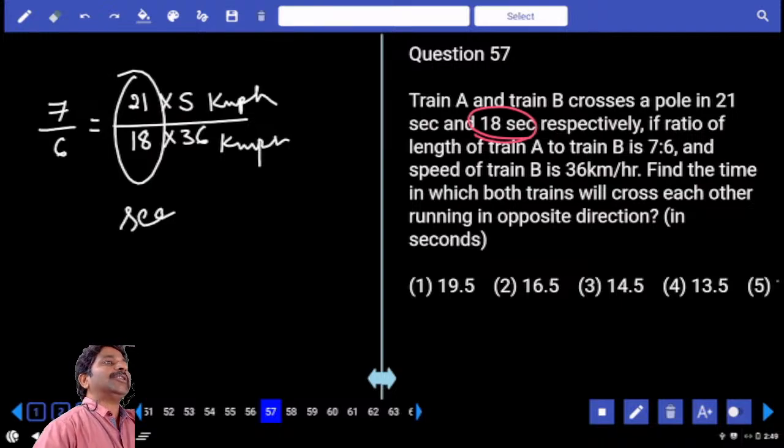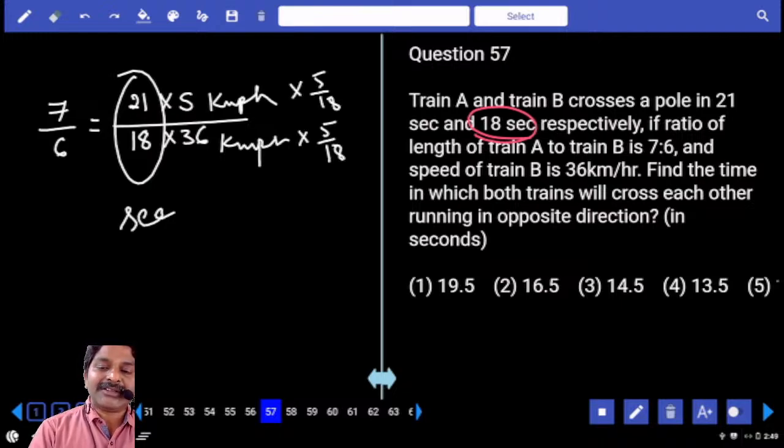I am assuming both are in kilometer per hour. To convert into meter per second, in numerator you have to multiply it with 5 by 18. Even in the denominator also you have to multiply with 5 by 18 and both get cancelled. Even if you write, that gets cancelled, so I am not writing.